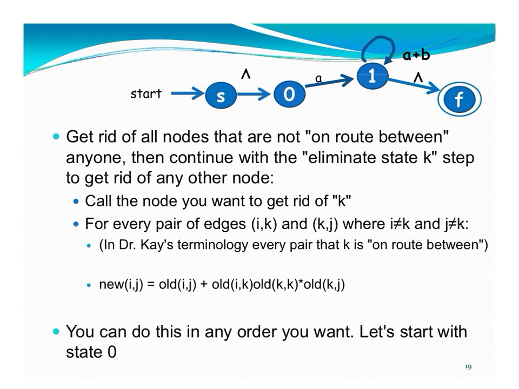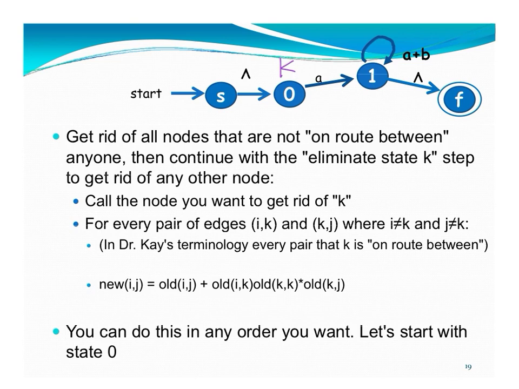Okay, so the next step is to get rid of any nodes that aren't en route between anyone, and then we're going to do the eliminate state K step. And here's the rules, so let's just go through it quickly and then I'll show you how it works. It says call the node that you want to get rid of K. Since I said let's start with state 0, because you can do this in any order you want. You can pick whichever node you want to get rid of first, and I've decided I want to get rid of state 0. So call the node you want to get rid of K. So let's just label that one K. K is going to be state 0.